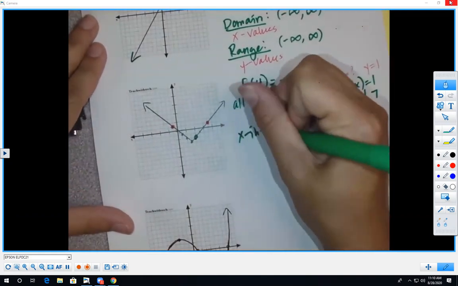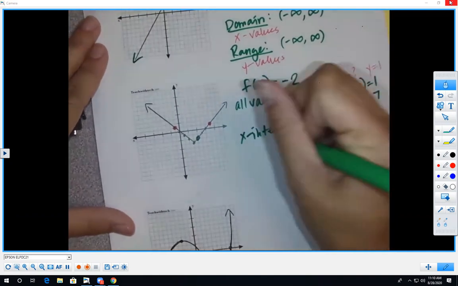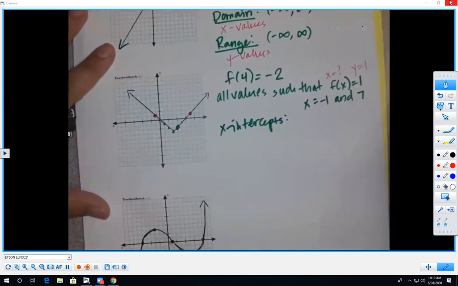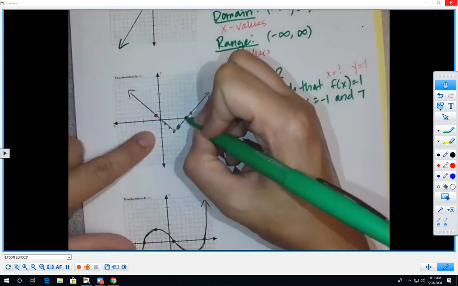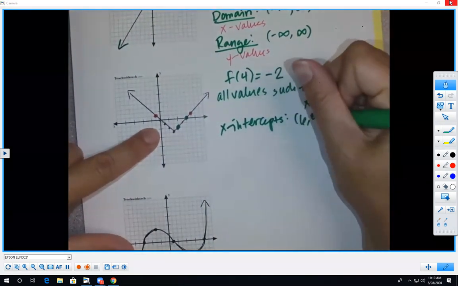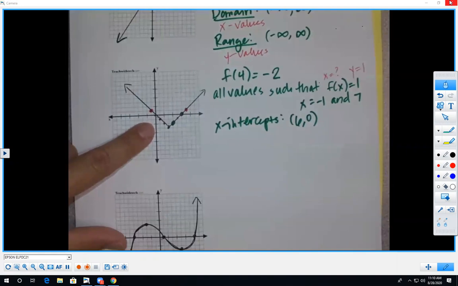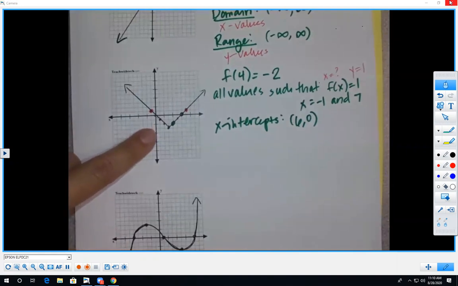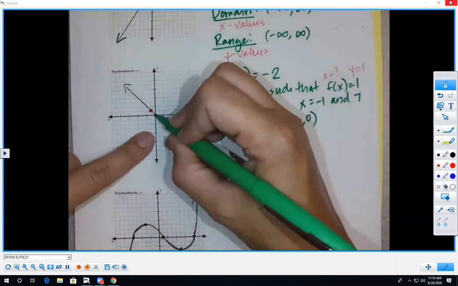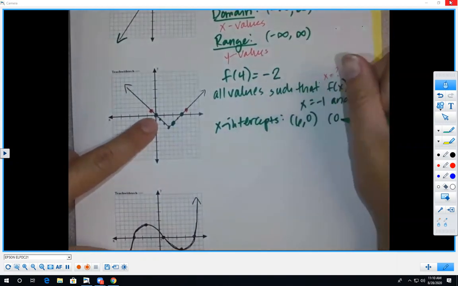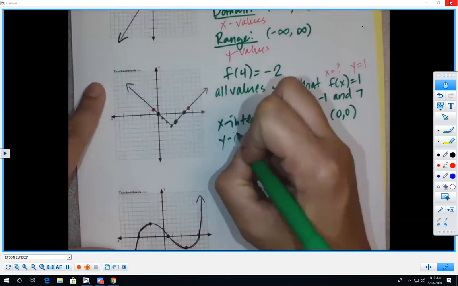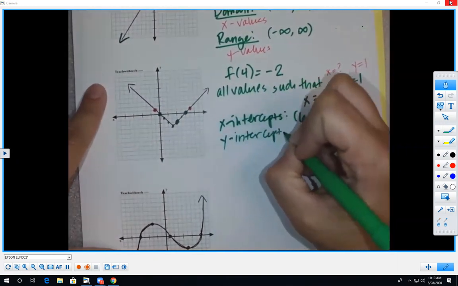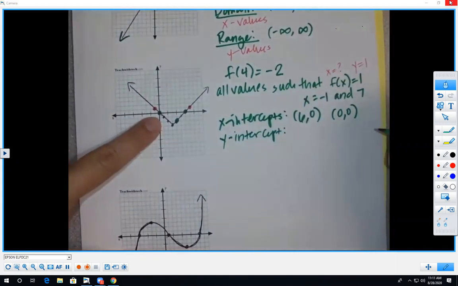Okay, what are your x-intercepts for this graph? 6, 0, right? So over 6 up 0 is one of them. What's your other x-intercept here? Right here at 0, 0. What's your y-intercept here? 0, 0 is where it crosses the y-axis.